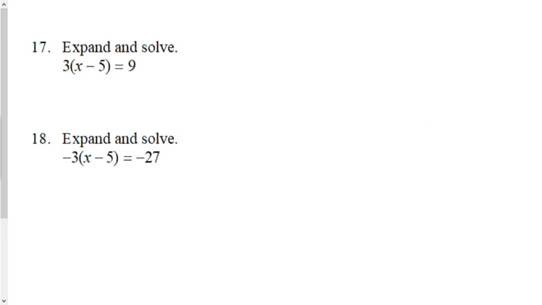We're on the home stretch, people. We have some distributive property questions here. So expand and solve. Expand is a fancy mathematical idea of using your arrows for distributive property.